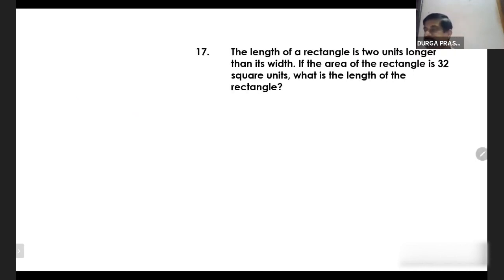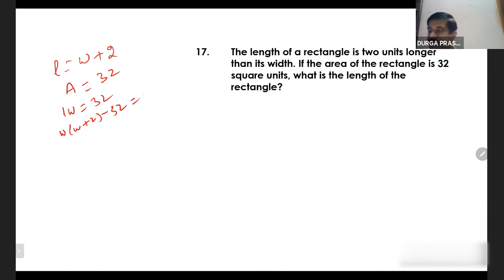Okay, let us go to the next question. The length of a rectangle is 2 units longer than its width. Length of rectangle means L, let us call, is 2 units longer than its width. That means W plus 2. If the area of rectangle is 32, so length into width is 32. So W into W plus 2 minus 32 equal to 0. So we can take different factors for 32, but the difference, if you add those factors, you should get answer as 2, because here we are finding it 2.